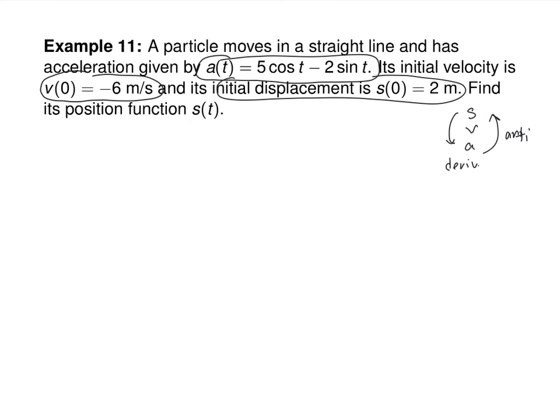Antiderivatives. Okay. So v of t will be the antiderivative of a of t, right? So what's the antiderivative of 5 cosine t? And what's the antiderivative of negative 2 sine t? Plus 2 cosine t. And still plus c. I don't know why I wrote cotangent, that's because I missed the s in cosine. 2 cosine t plus c.